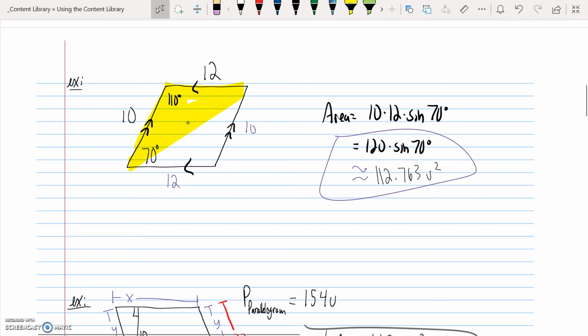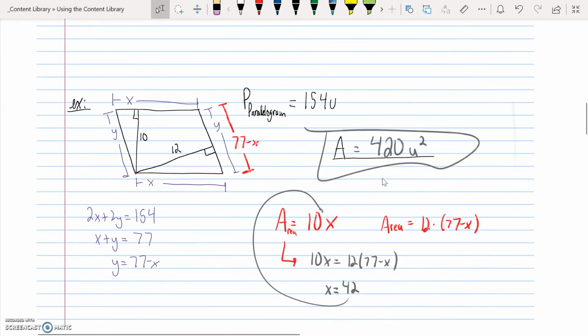I could have just as easily done the diagonal that goes in this direction. Look at this triangle. 1/2 times 10 times 12 times the sine of 70 degrees equals this triangle. Double it, so the 1/2 is gone. In other words, you could use either 120 times the sine of 70 or 120 times the sine of 110 to get our decimal answer coming out to this.